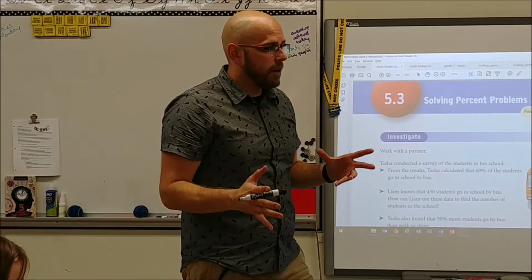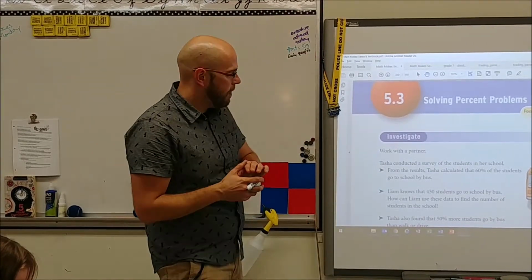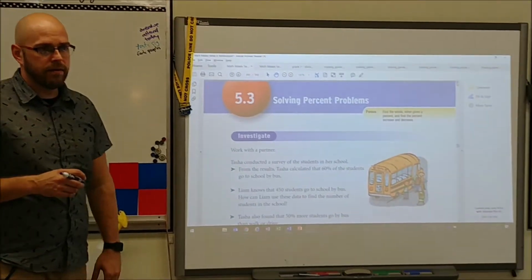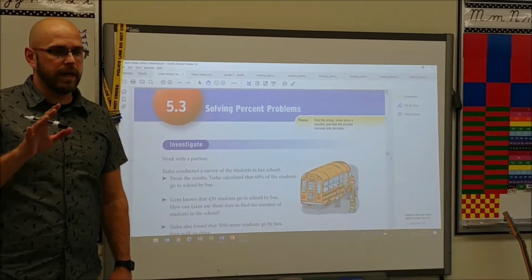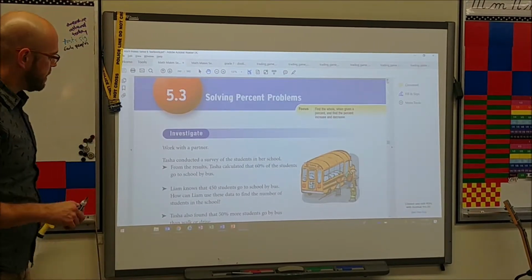Now, we've done a lot of problem solving with block models. It's going to help us today. So first we're going to look at this problem right here. I want to get this done. So we're going to talk about this problem here.